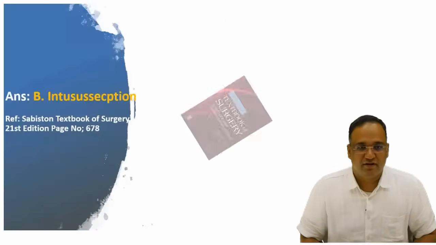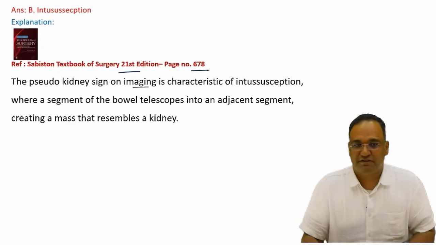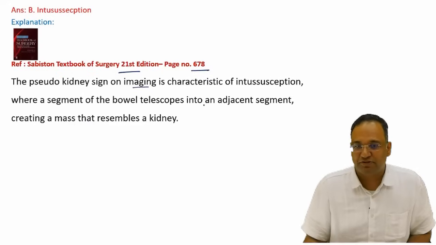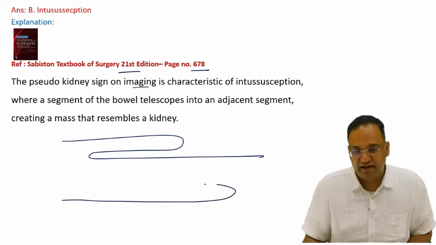Okay? Sabiston 21st edition says, page 678, the pseudo kidney sign on imaging is characteristic of intussusception, where a segment of bowel telescopes into the adjacent segment, creating a mass that resembles the kidney. So you know, there is a layer which goes inside and the layer which is outside.